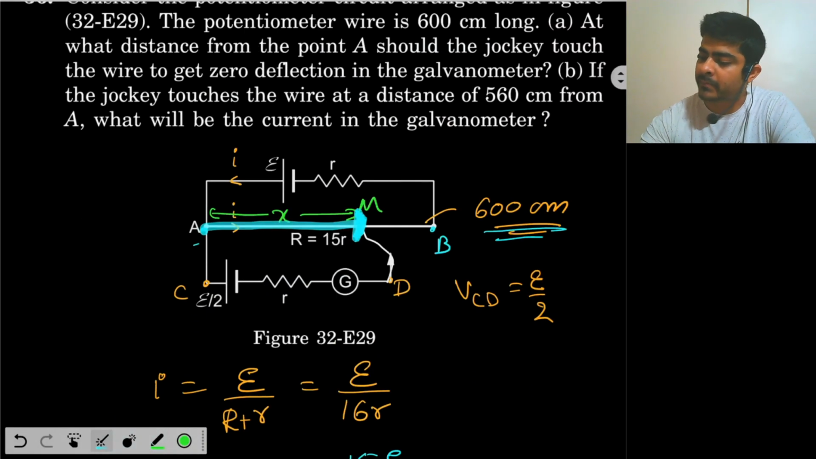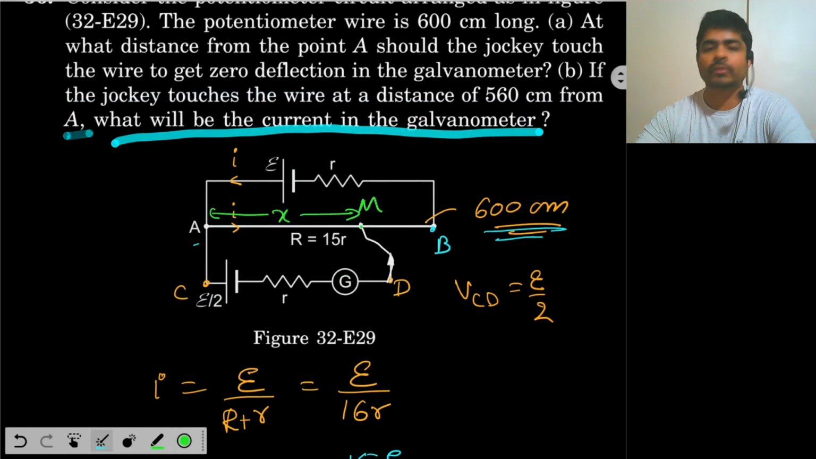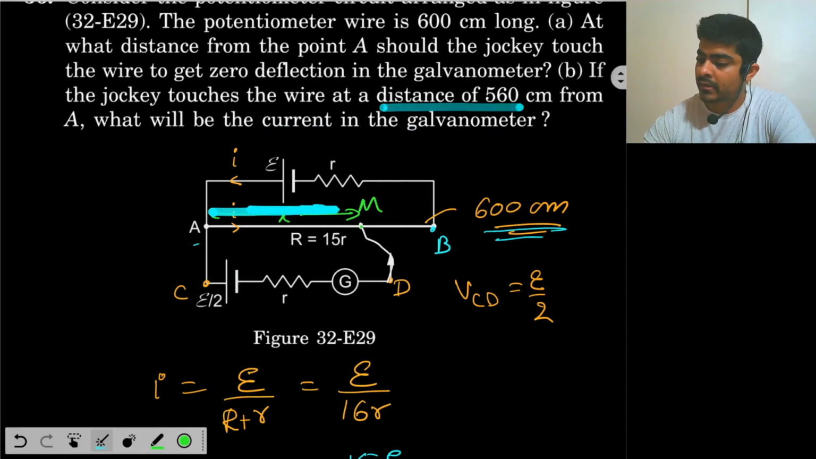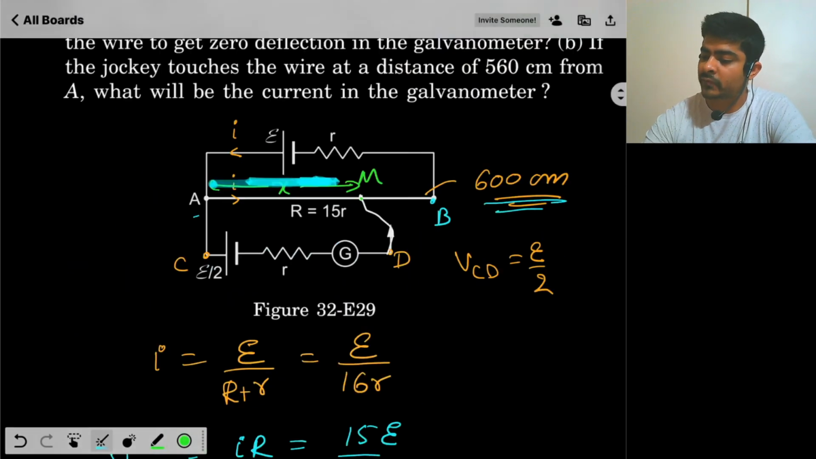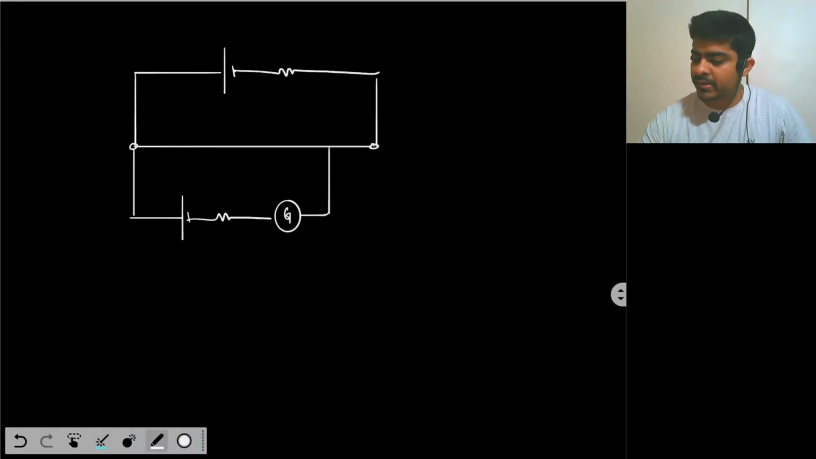Now let's look at part B. If the jockey touches the wire at a distance of 560 centimeter from A, what will be the current in the galvanometer? Okay, now this is a good question. We were getting 3.2 meter. Instead of that, we are connecting at 560 centimeter somewhere over here. So for that, let's just redraw the circuit.